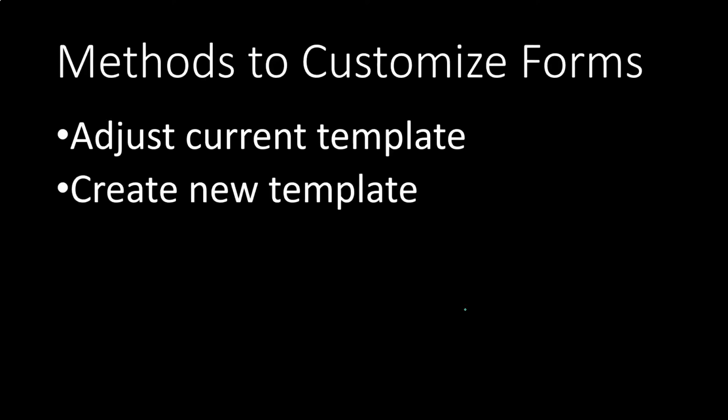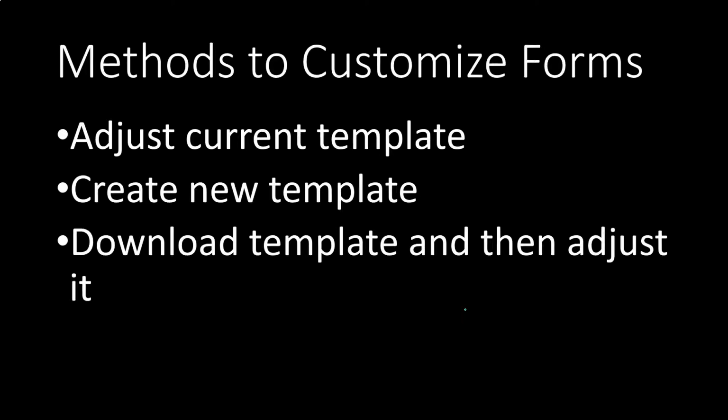First method, take the current template that you're working with and do some customizations to that current template. Second, we can create a new template from scratch and then make adjustments and customize that template. Third, we can download a template. We can have a custom template that has been adjusted, has been made using the custom formatting, and then we can make our own adjustments and tweaks and customizations to that custom template.